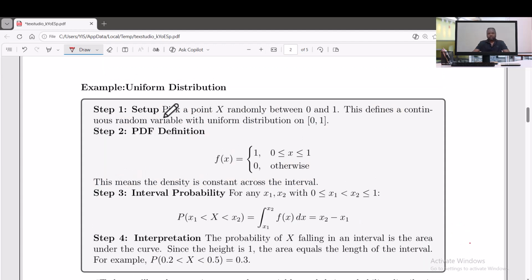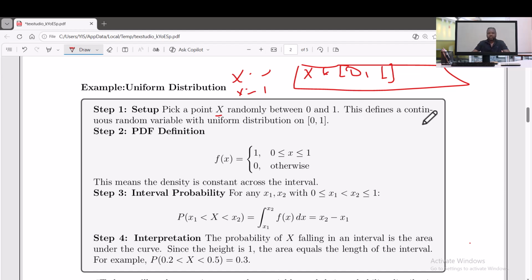For example, pick a point x randomly between 0 and 1, right? And x is now an element of any value within this interval. Not exactly x is 0 or x is 1, but x is any value within a given interval, like this, right? This defines a continuous random variable with uniform distribution on 0, 1 inclusively. This is nothing but an example of a uniform distribution for a continuous random variable.